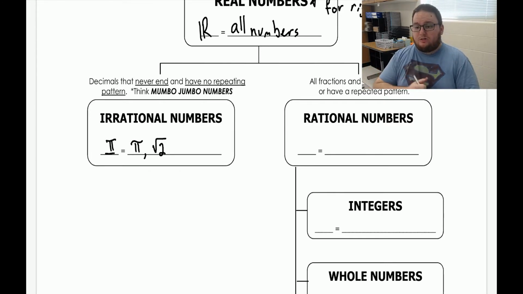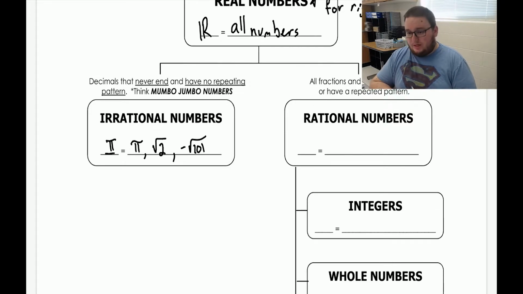But that was the square root of 2. Then we also have another one that's like negative square root of 101. It's also going to be an irrational number. But other than that, those are the examples I'm going to give you for irrationals.